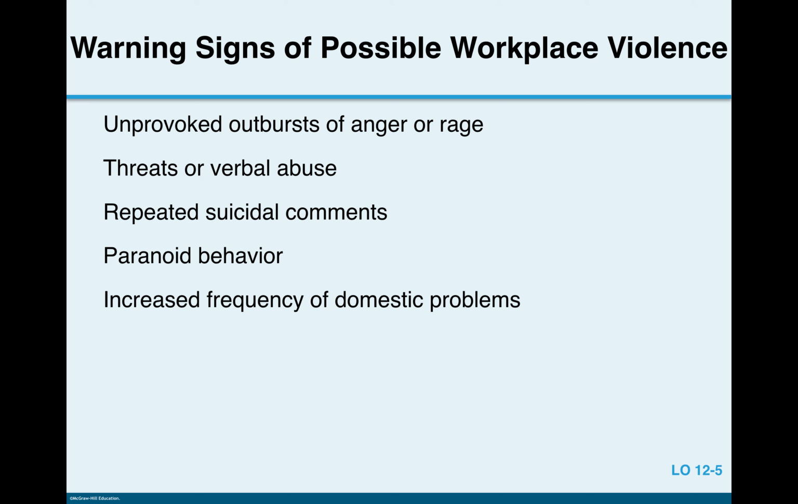So some of the warning signs of possible workplace violence: unprovoked outbursts, anger or rage, threats or verbal abuse, repeated suicidal comments, paranoid behavior, increased frequency of domestic problems. If you do run into situations like this, it's best to reach out to HR as quickly as possible. They have the means and the resources to deal with these types of situations, and then they can go in and do a full investigation to see exactly what's going on.